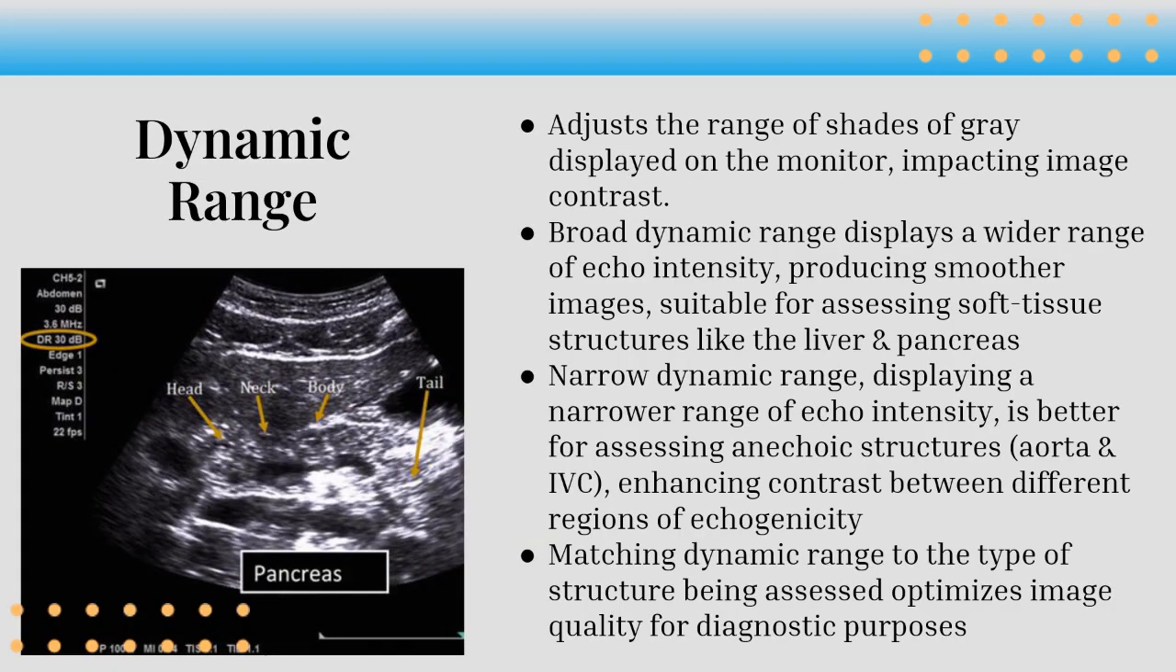Dynamic range adjusts the range of shades of gray displayed on the monitor, impacting image contrast. A broad dynamic range displays a wider range of echo intensity, producing smoother images suitable for assessing soft tissue structures like the liver and pancreas. Narrow dynamic range, displaying a narrower range of echo intensity, is better for assessing anechoic structures such as the aorta and IVC, enhancing contrast between different regions of echogenicity. Matching dynamic range to the type of structure being assessed optimizes image quality for diagnostic purposes.